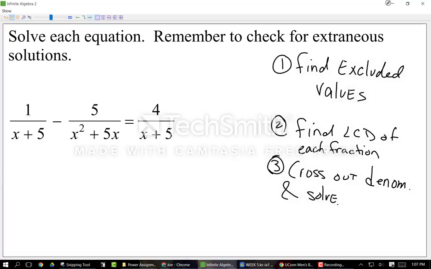Go ahead and pause the video to try to solve this one, and then press play once you solve it to see if you are correct.